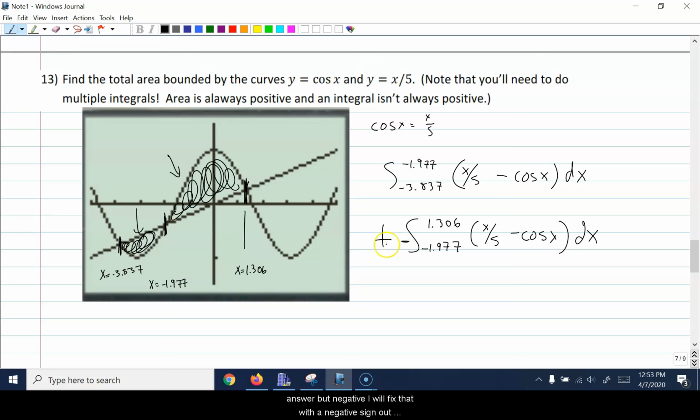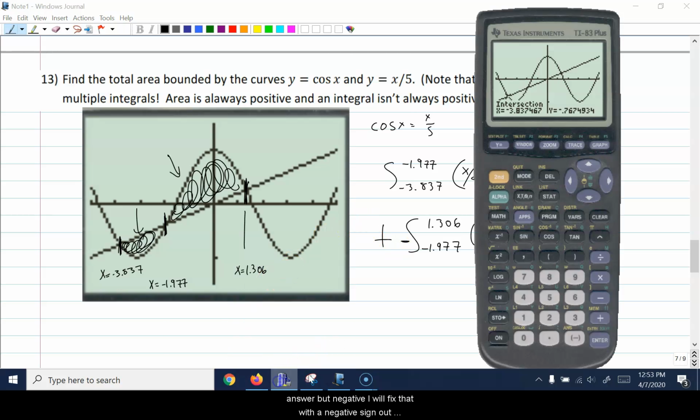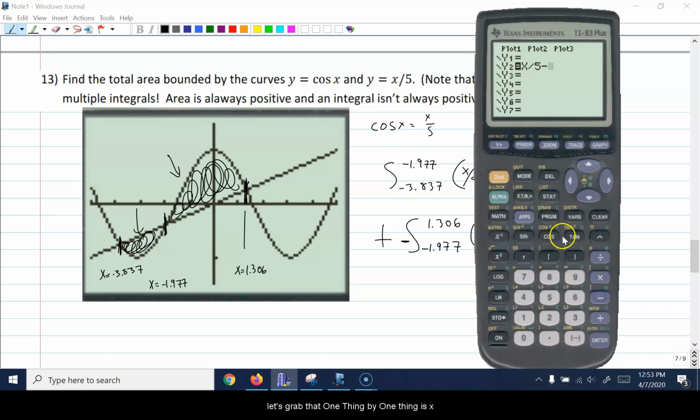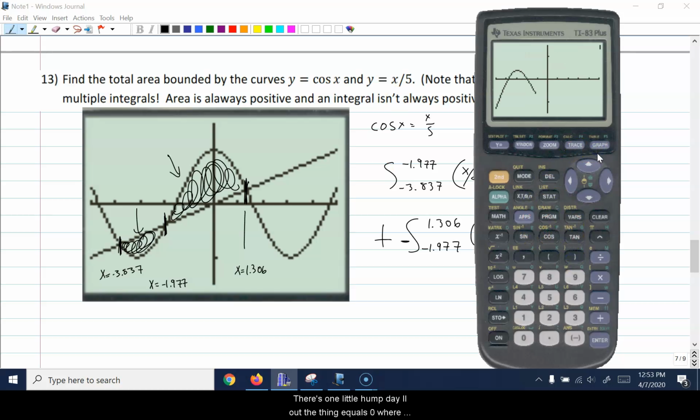If I do it this way, I only have to graph the one thing. Let's graph that one thing. My one thing is x over 5 minus cosine x. Let's hit graph. There's the one little hump, there's the second hump. This thing equals 0 where they crossed each other, so there's here and here.